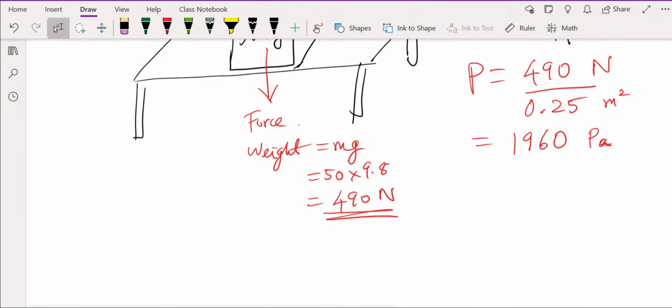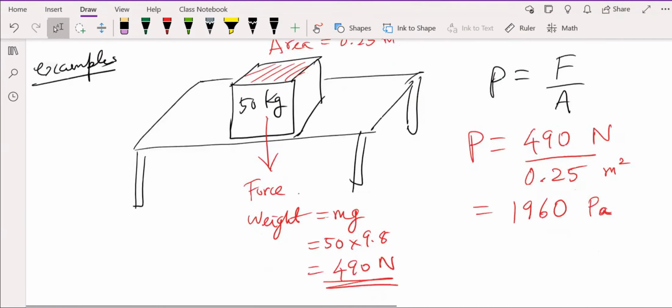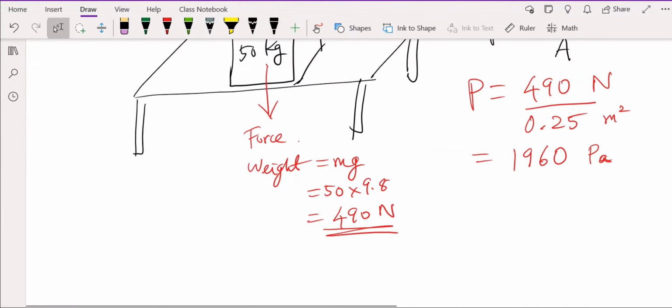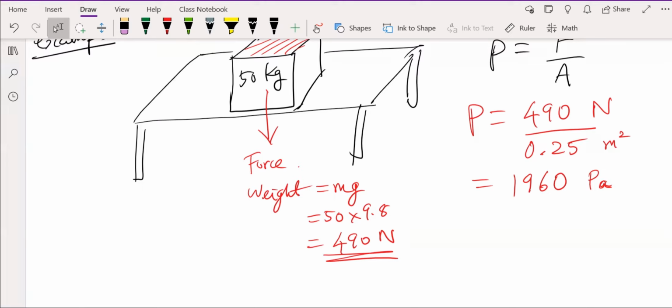All right, so you understand how to find the pressure. If you're given the force and the area, you can find the pressure. Now, if the force is given to you in Newton straight away, then you don't have to multiply by 9.8. You have to multiply by 9.8 only if you want to find the weight.